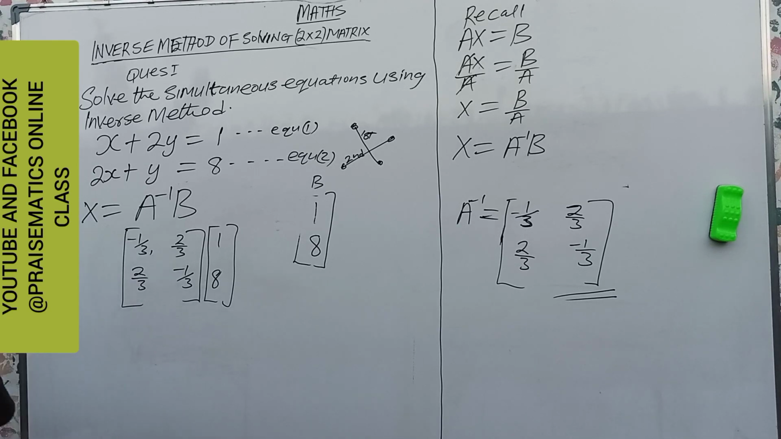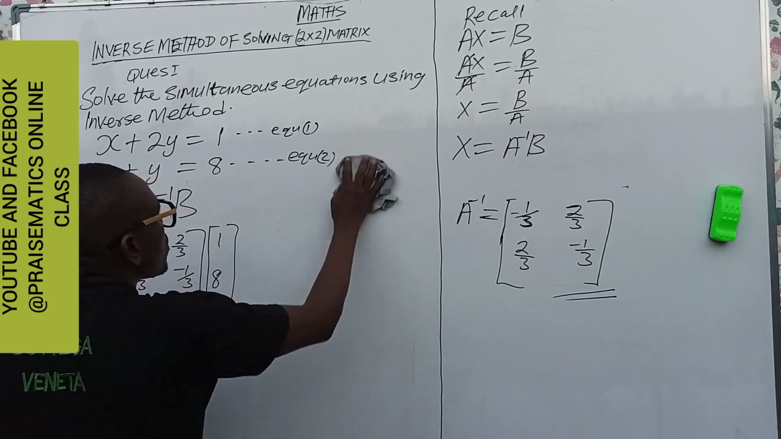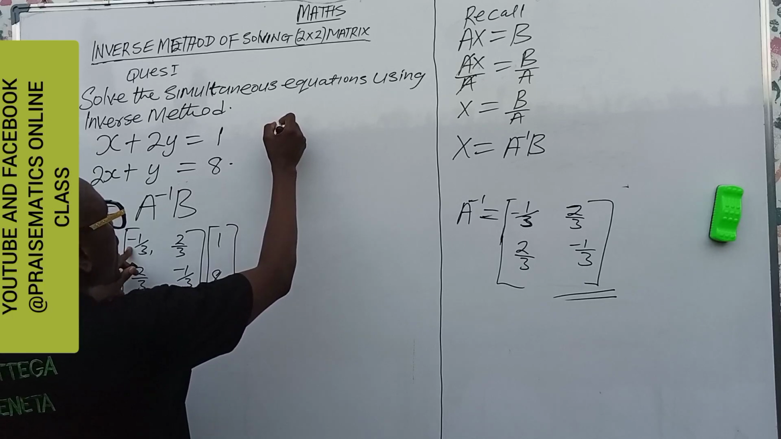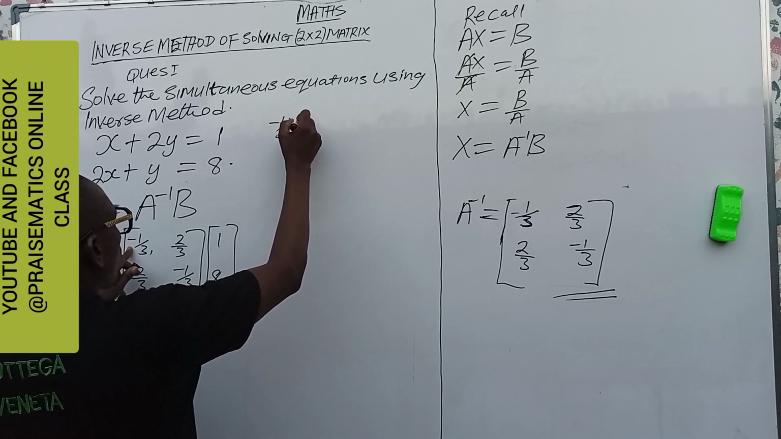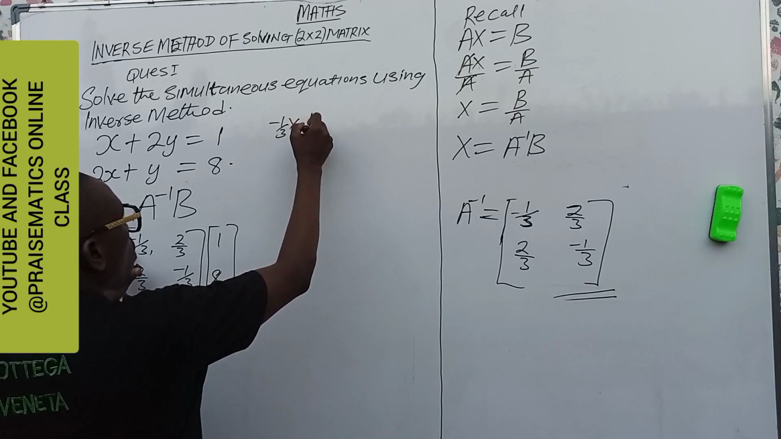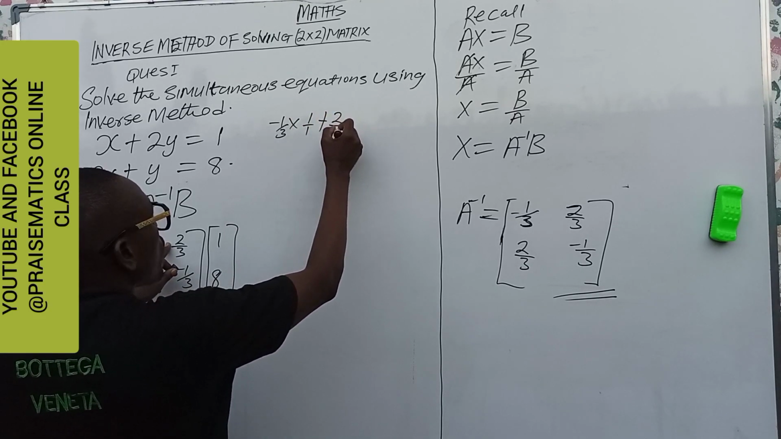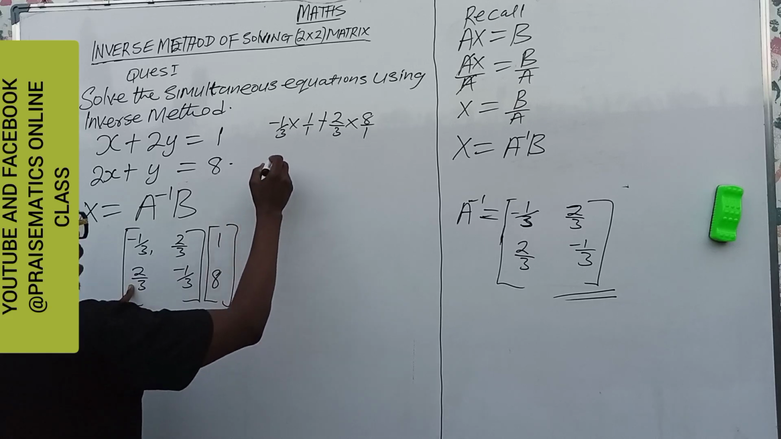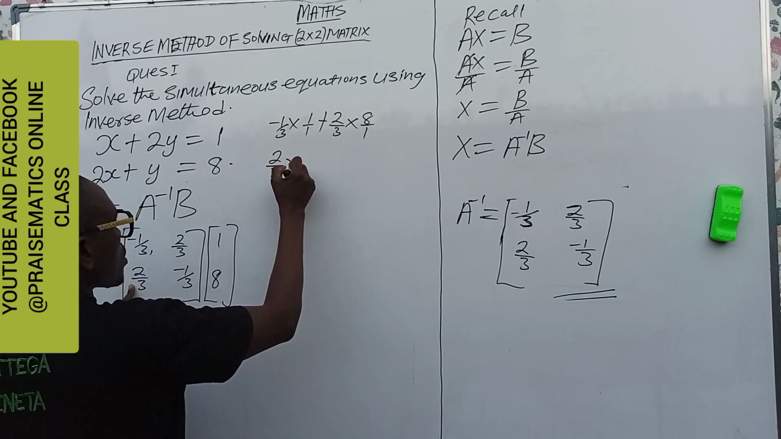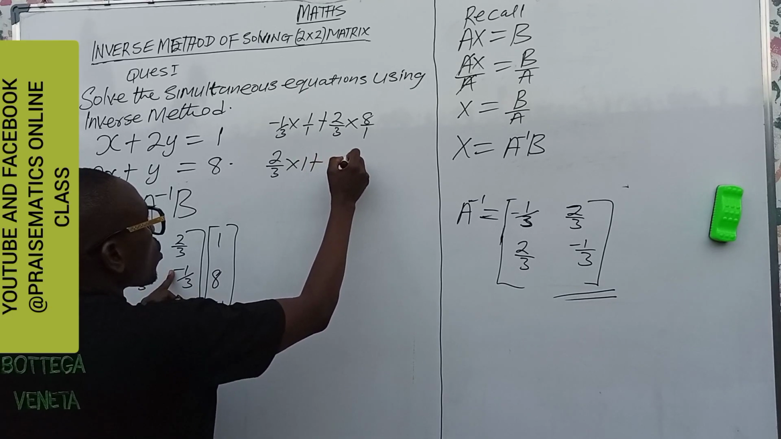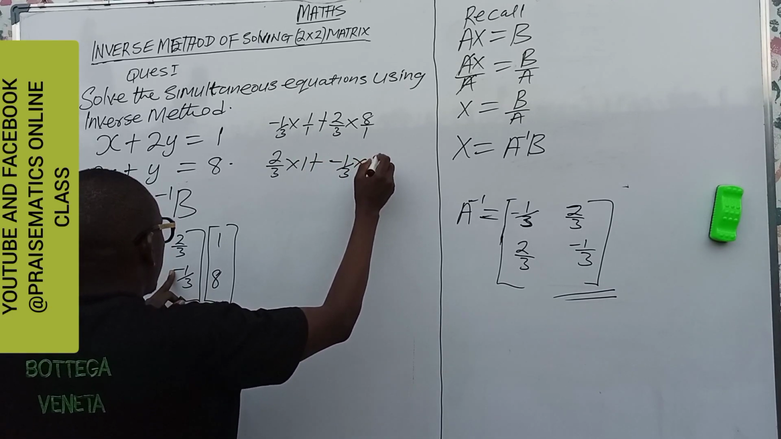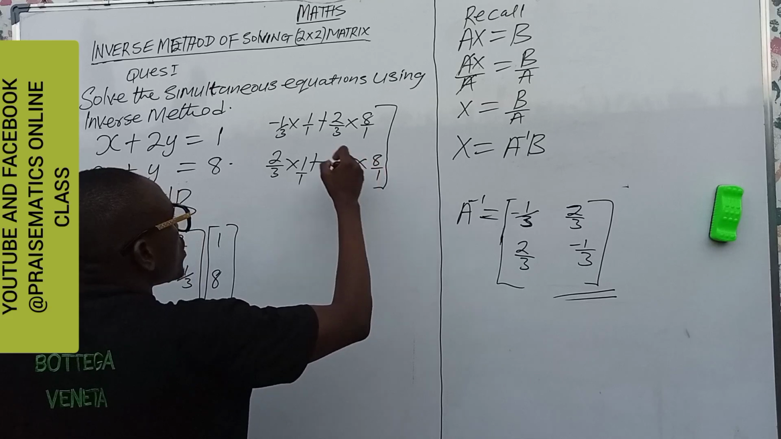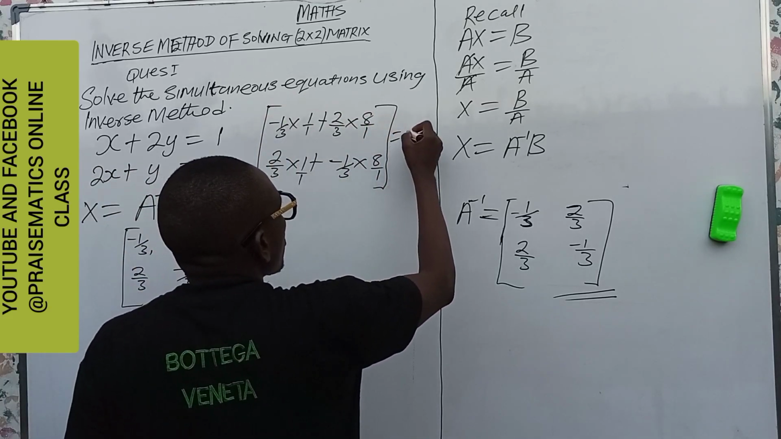Now we have to do the multiplication. Now let's go. Minus 1 over 3 multiplied by 1 over 1 plus 2 over 3 multiplied by 8 over 1. Here, 2 over 3 multiplied by 1 plus minus 1 over 3 multiplied by 8 over 1. So this is, make them so that they will look like fractions. Equal to this.